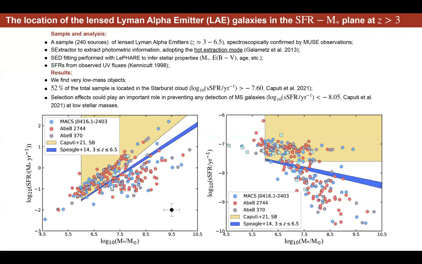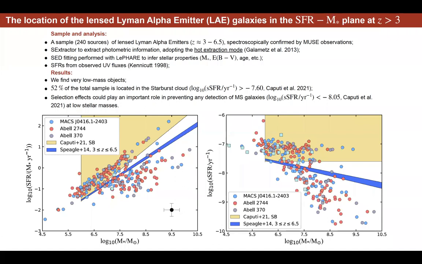However, to avoid being model dependent in the star formation rate stellar mass plane, we decided to infer the star formation rates directly from the observed UV fluxes, considering the Kennicutt relation. Here in this slide, I show you the first results we obtained. On the left, you can see the star formation rate stellar mass plane. On the right side, you can see the same thing, but from another point of view, which is the specific star formation rate, which is the ratio between the star formation rate and the stellar mass.